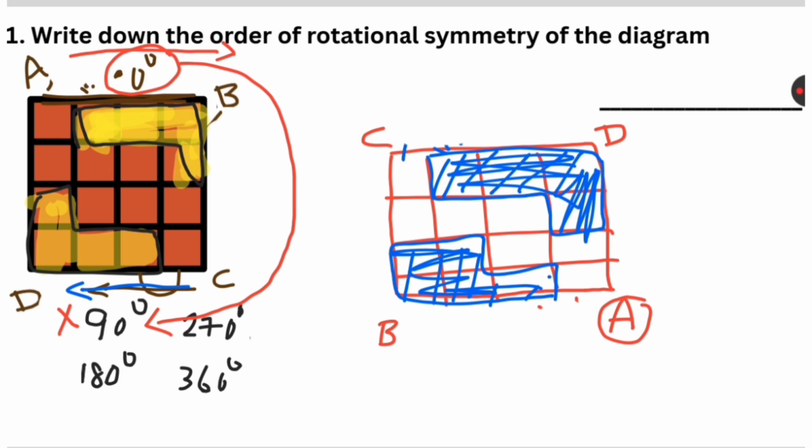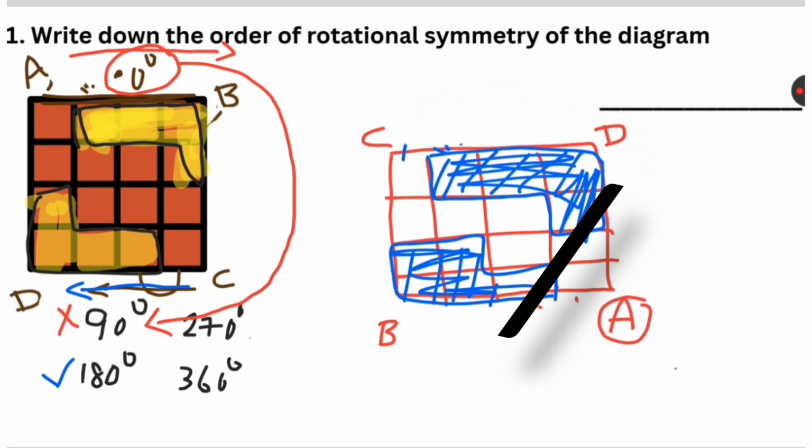Now observe these two shapes. The shaded regions exactly match. After a 180 degree rotation, it perfectly matches with the starting positions, isn't it? You have to observe only the shaded squares, not these ABCD points. So that means at 180 degrees it works.